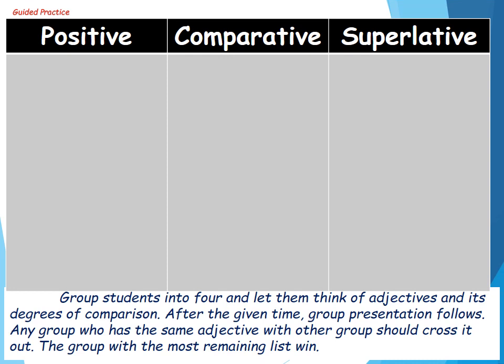Group students into four and let them think of adjectives and their degrees of comparison. After the given time, group presentation follows. Any group who has the same adjective as another group should cross it out. The group with the most remaining list will win.